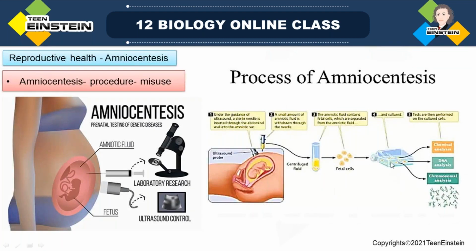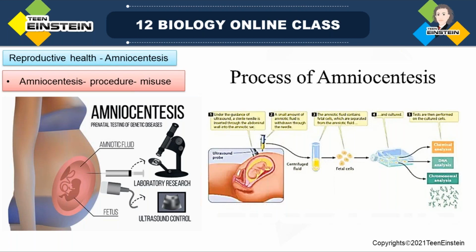The next is amniocentesis. What is amniocentesis? It is a program for the detection or early diagnosis of problems in the growing fetus. We can diagnose the problems of a growing fetus in the early stages itself, right? So, the procedure, how the process of amniocentesis is done. See, this is mainly for the NEET exam.